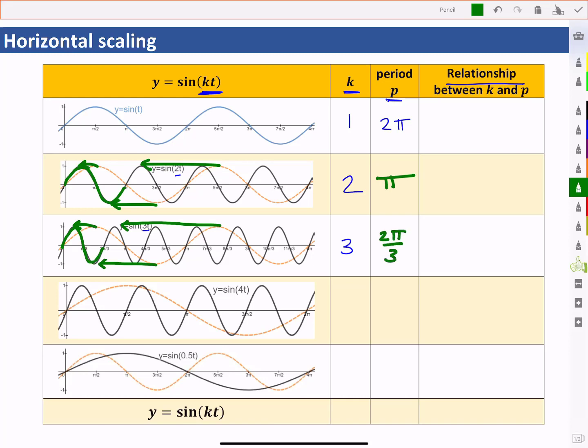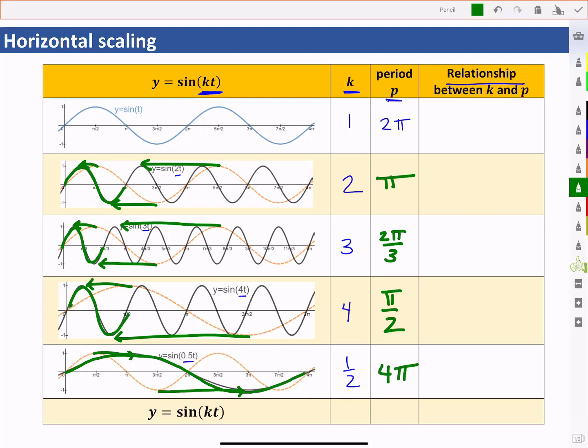Next, y equals the sine of 4t has a k value of 4, and again we notice that the sine of 4t is a horizontal compression of y equals the sine of t toward the y-axis, and now the period is pi over 2. Lastly, y equals the sine of 1/2 t has a k value of 1/2. We notice that y equals the sine of 1/2 t is a horizontal stretch of y equals the sine of t away from the y-axis, and that the period is 4 pi.